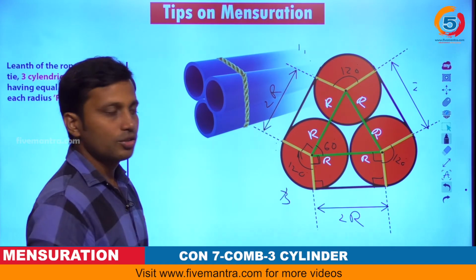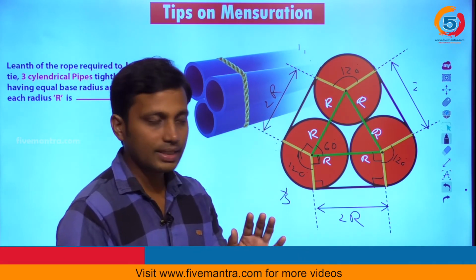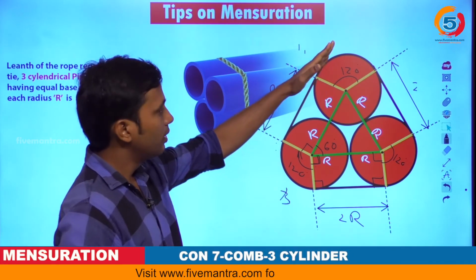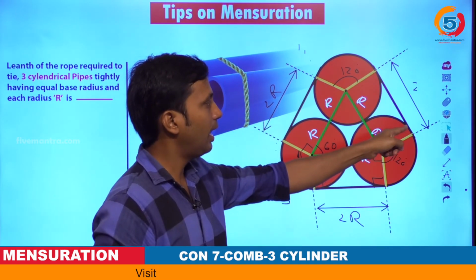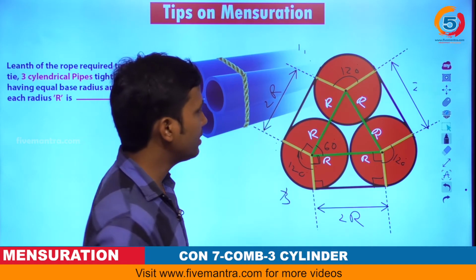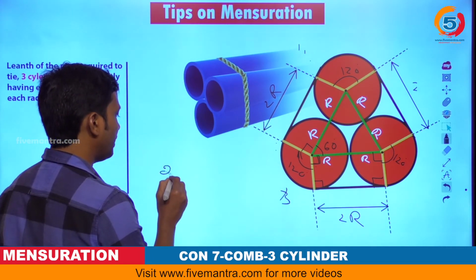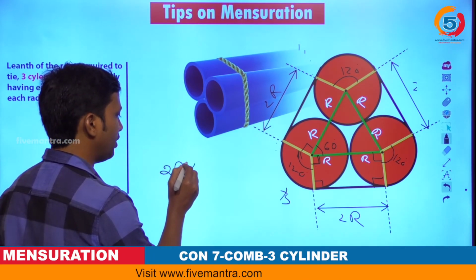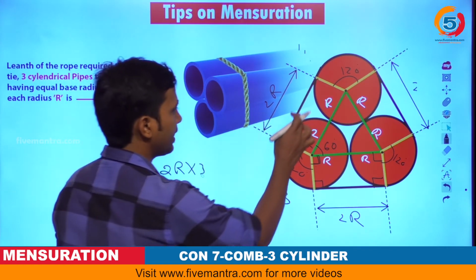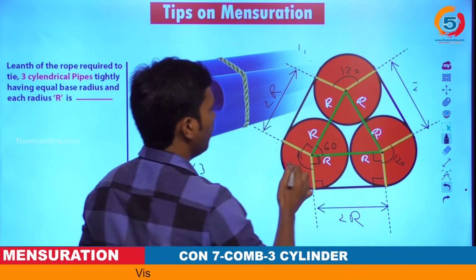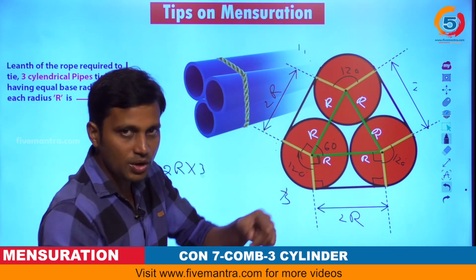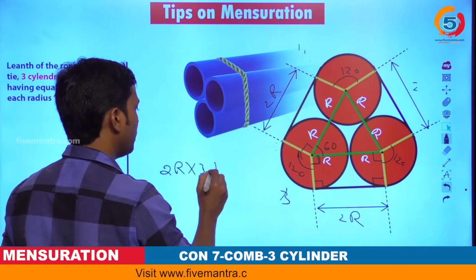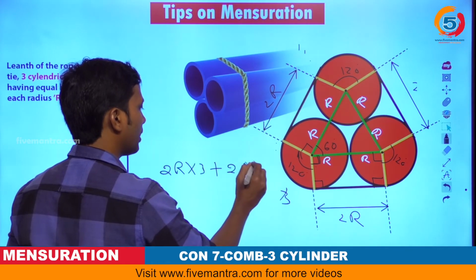let us see. Here we need to get the total length of the rope. The total length of the rope means this is 2r, this is 2r, and this is 2r. That means 2r into 3 times. Is that right or not? So these lengths are covered. Now this covered part, this covered part, and this covered part, the total we just obtained as 2 pi r.